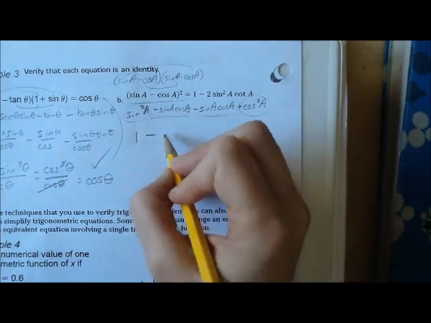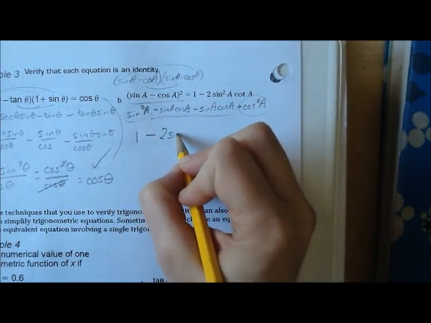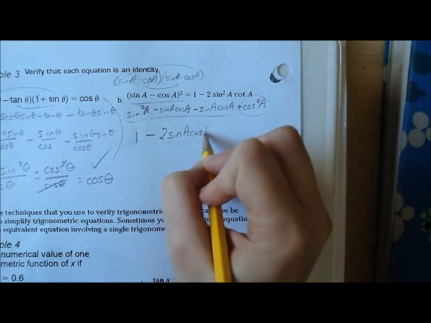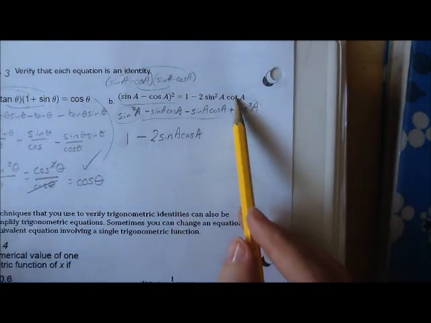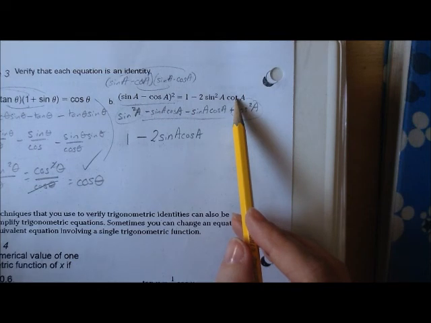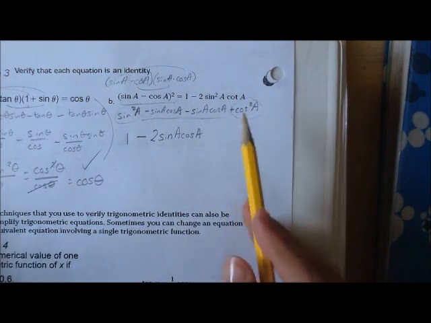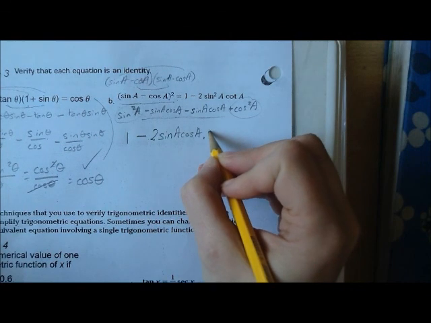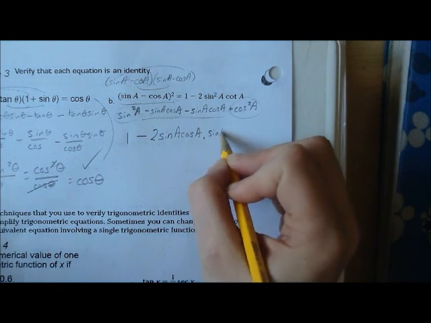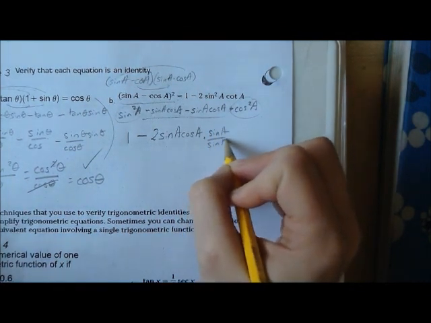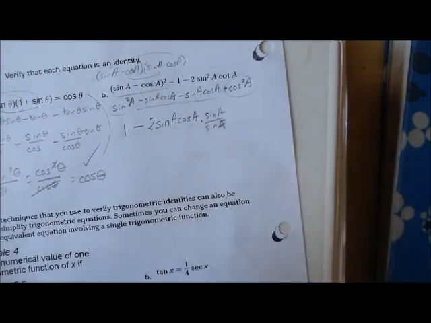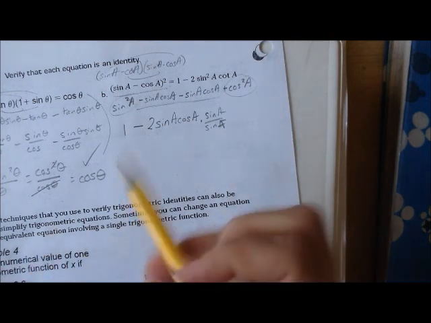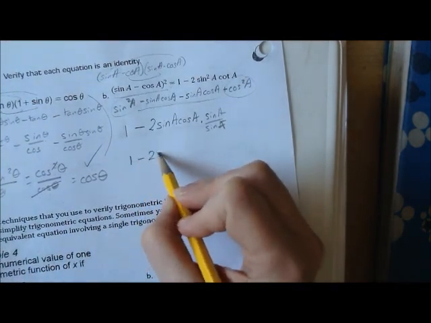And then these two are like terms. So this is 2 times sine A times cosine A. 1 minus 2 sine A cosine A. We're very close, aren't we? Only this one's cotangent A. Well, okay, cotangent is cosine over sine. So if we multiply this by sine over sine, we're not changing anything. We're multiplying by something over itself. So that's just multiplying by 1 doesn't change the value, but it can change how we write it.